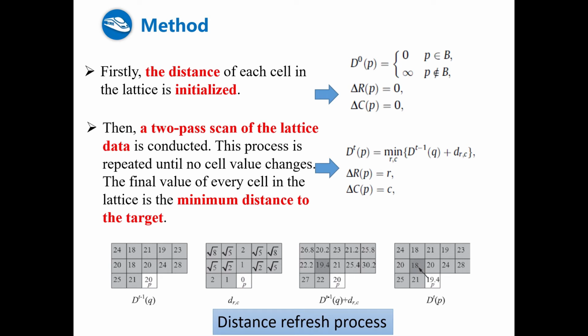Firstly, the distance of each cell in the study area. The study area is represented by using a lattice. The distance of each cell is firstly initialized. The cells containing the start and the end point are initialized with 0, and other cells are initialized as infinite. Then a two-pass scan of this lattice is conducted from the top left to the bottom right, and then from the top right to the bottom left.